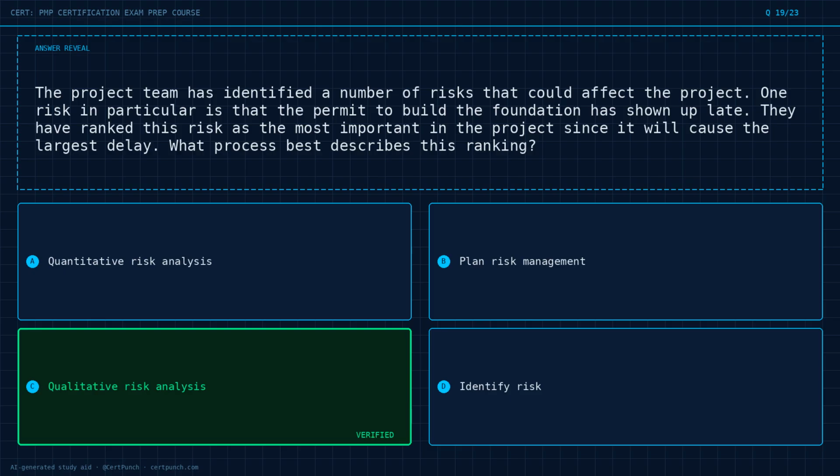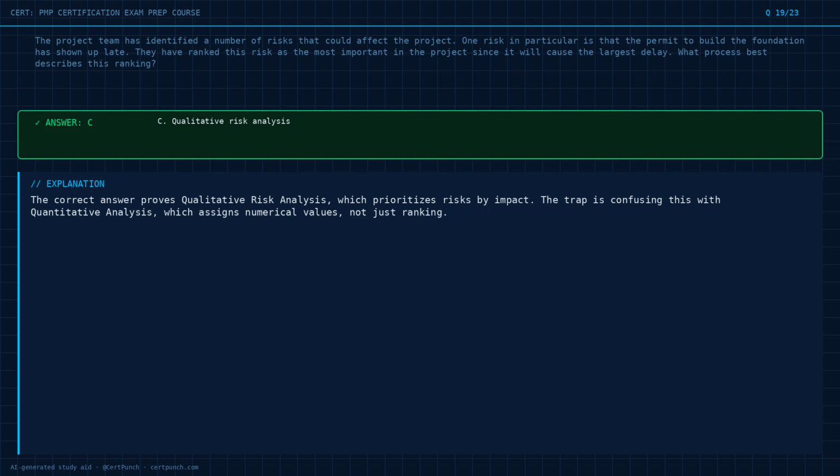The answer is option C. Exam logic. The correct answer proves qualitative risk analysis, which prioritizes risks by impact. The trap is confusing this with quantitative analysis, which assigns numerical values, not just ranking.